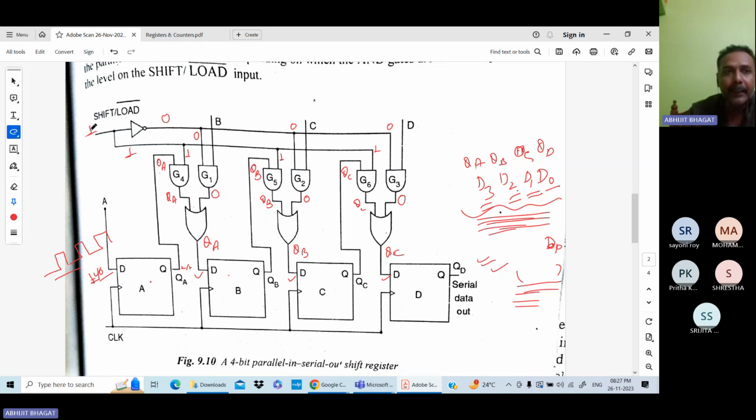So when here it is 0, it runs and the data is loaded, and when it is 1, the data is shifted one by one. এক একটা shift করছে when it is 1. ঠিক?